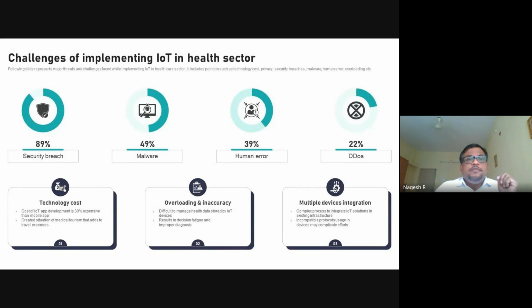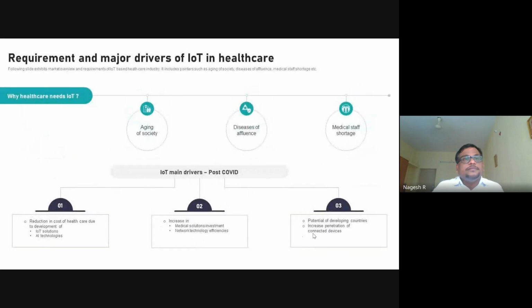The challenges in implementing IoT in the health sector include security breaches, malware and viruses, human errors, and denial of service (DoS) attacks. Of course, the cost involved in development is expensive as of now. The devices are not fully mature, there are inaccuracies in devices, and integrating multiple IoT devices into the existing infrastructure is challenging. These are the various challenges faced by the health sector.